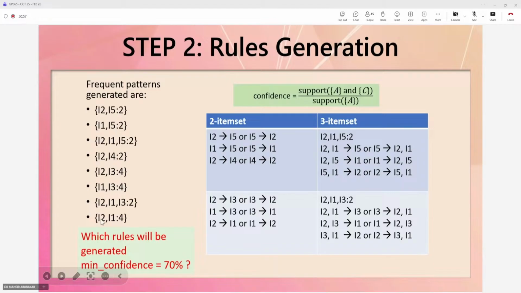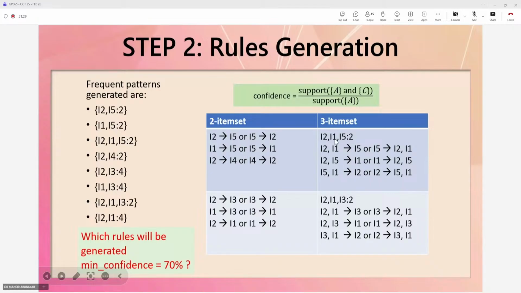Another 2 item set is item 2 and item 1, the last one. Then for the 3 item sets, we have 3 item sets, 2 of them here. So for the 3 item sets, this is where the issue is. Then you can have item 2 and item 1, for example in here, item 2 and item 1 and item 5. So item 2 and item 1 may imply the purchase of item 5. Or item 5 may imply the purchase of item 2 and item 1.